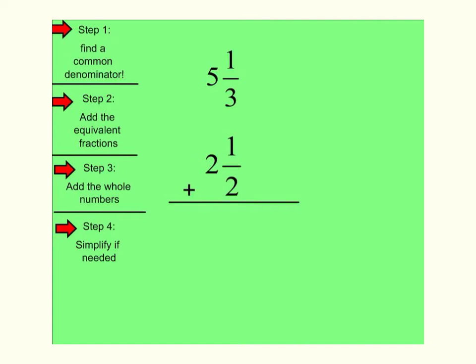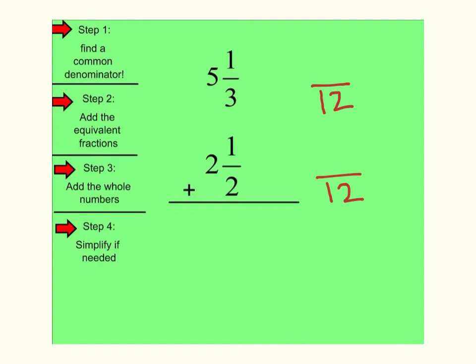I want to look at the same problem for just a second. I want to actually show you that I can use any denominator that they have in common, any multiple that they have in common, to still find the same answer. So I have 5 1/3 and 2 1/2. So let's say I just didn't find the least common multiple. Let's say I just found another multiple. So let's say we use 12. 12 is a multiple of 3, and it's also a multiple of 2. So I should be able to use any fraction as long as it's an equivalent fraction.